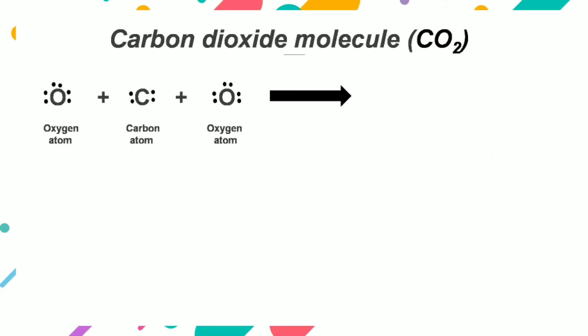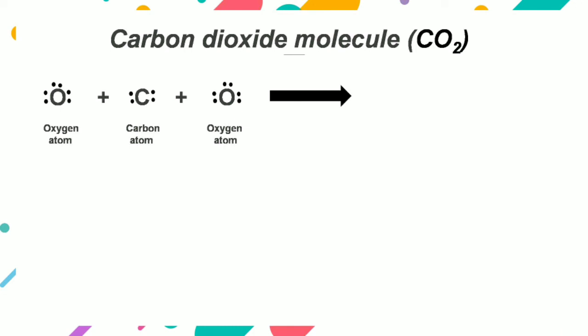Carbon dioxide molecule consists of 1 carbon and 2 oxygen atoms. Atomic number of carbon is 6, so its electronic configuration is 2, 4, which means it requires 4 more electrons to complete its octet. And the atomic number of oxygen is 8, so its electronic configuration is 2, 6, therefore it needs 2 more electrons to complete its octet.